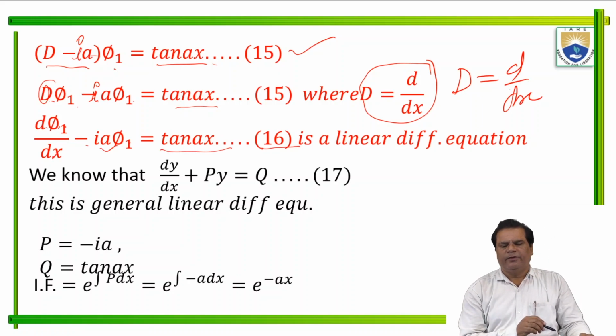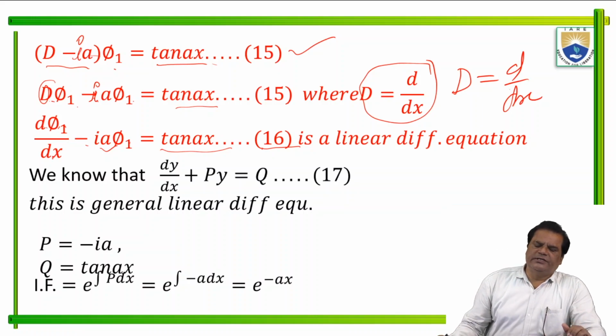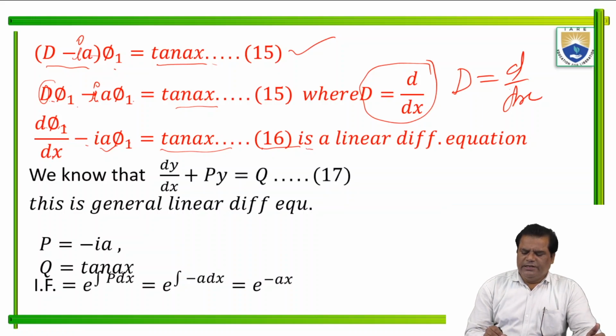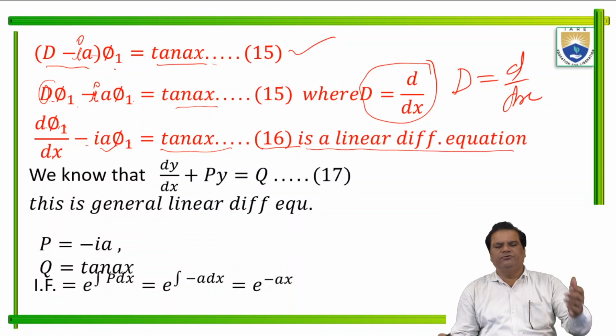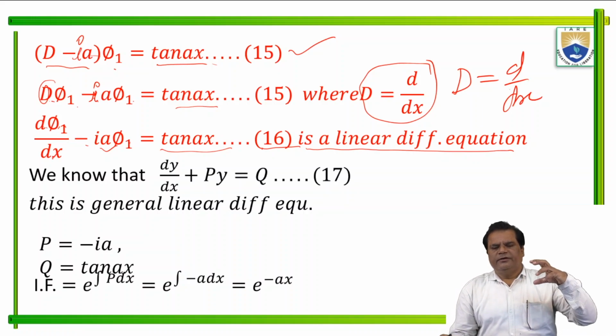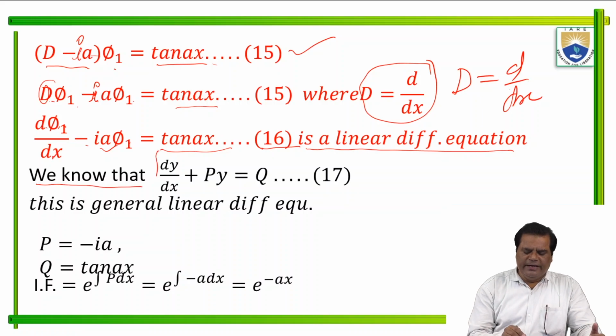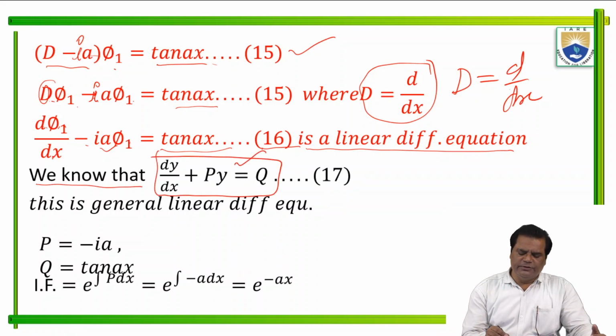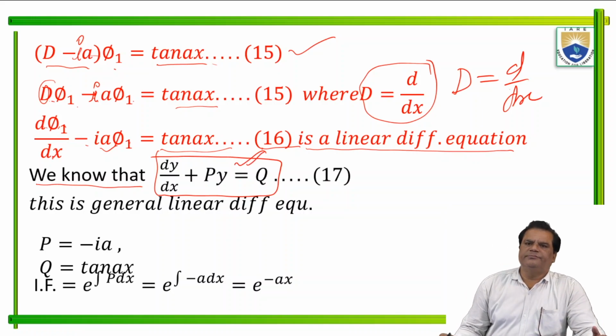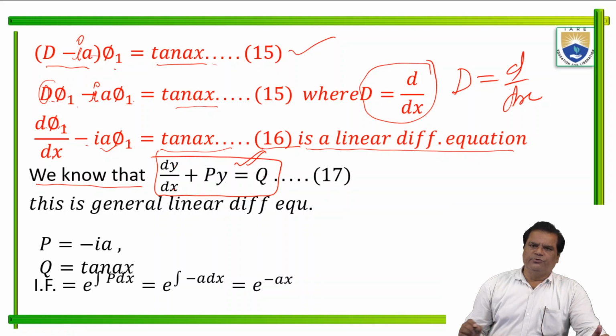This is equation 16. We see that equation 16 is a linear differential equation of first order and first degree. So what is the general equation of a linear differential equation? First we should know about the linear differential equation of first order and first degree: dy/dx plus Py is equal to Q. If you don't know about this differential equation, then you cannot solve this problem, because this is the helpful formula in our question. This is known as the general linear differential equation of first order and first degree, equation 17. Here P is multiplied with y, and Q is the right hand side.